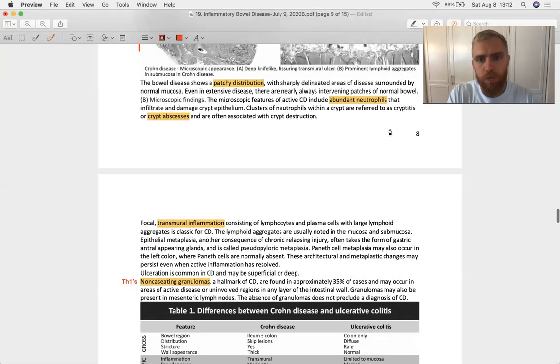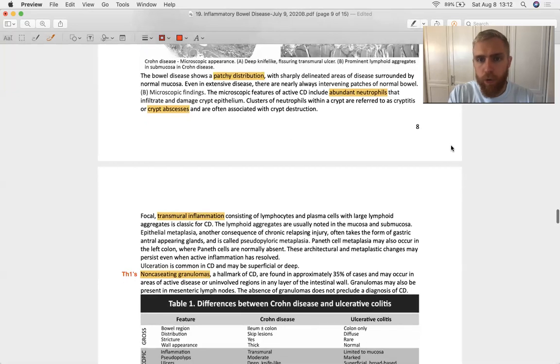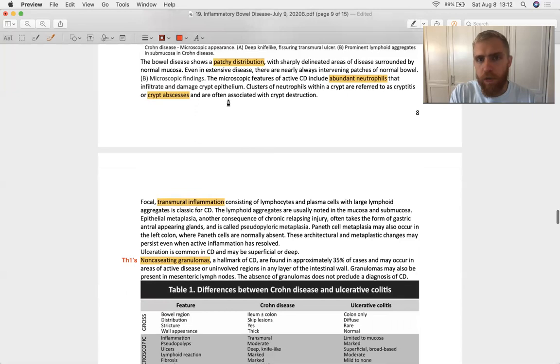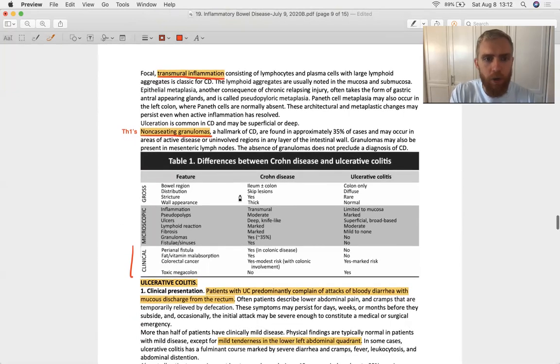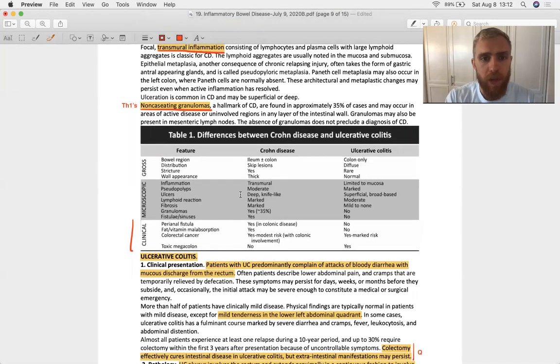Patchy distribution, Crohn's disease. Abundant neutrophils, non-specific. You're going to see that in UC as well. Crypt abscesses, non-specific. You're going to see it in UC as well. Transmural inflammation, focus on that. That's Crohn's disease. Th1 instigated non-caseating granulomas comprised of macrophages activated by interferon gamma. That's Crohn's disease.